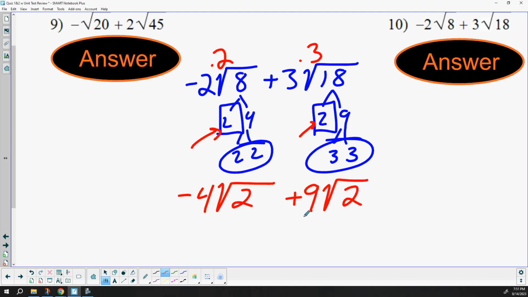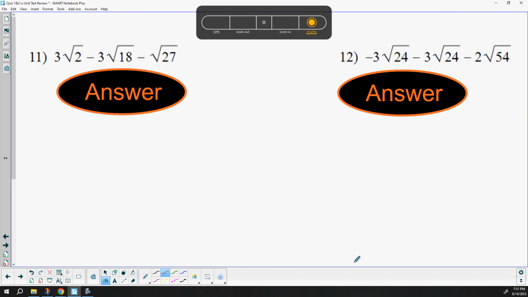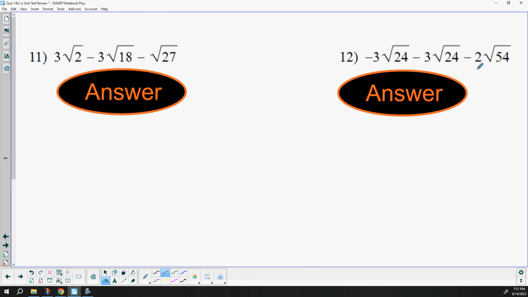These are like terms. So what's 9 minus 4? 5. i. Boop. That looks real long, but you know what? We can handle it. In fact, take notice here. Those guys are the same thing. Add them up. Negative 3 minus 3, negative 6.